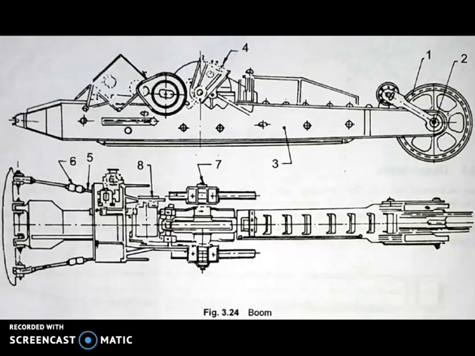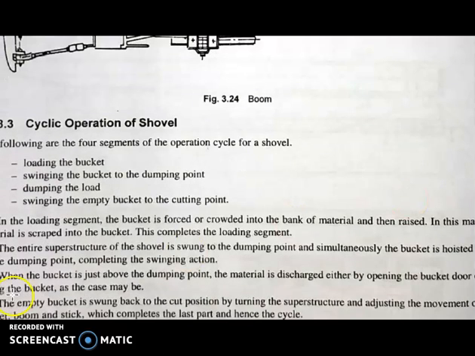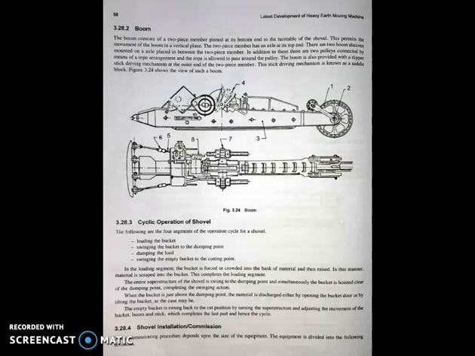Now we'll go for the cyclic operation of the shovel: loading the bucket, swinging the bucket to the dumping point, dumping the load, and swinging the empty bucket to the cutting point. In the loading segment, the bucket is forced and crowded into the bank of material and then raised. In the process, the material is scraped into the bucket. This completes the loading segment.